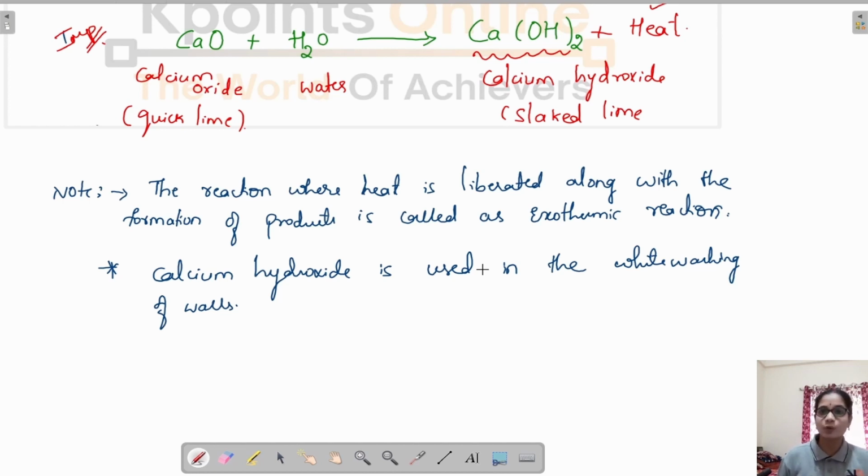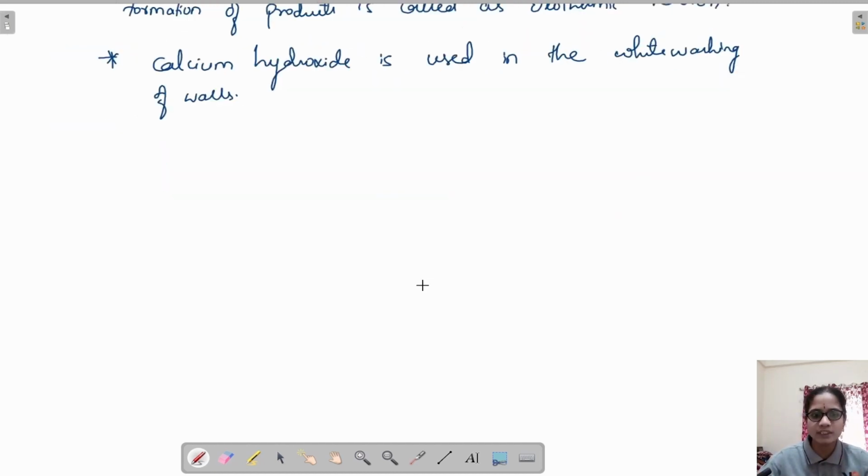Okay, this you have to remember. It may be asked in your examination which compound is used for whitewashing of walls, and why does it look shiny after some days. Okay, it is due to the reaction of calcium hydroxide with carbon dioxide present in air. Okay, then a few more examples for combination reaction.